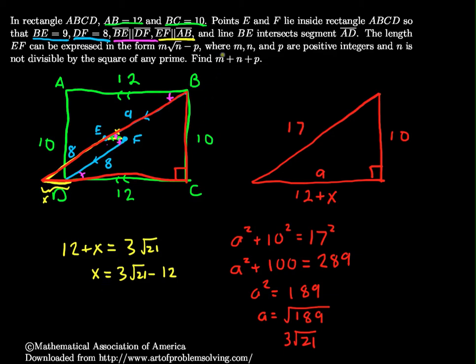And now, let's see. So we have m, n, and p. It's in that format. So we do m plus n plus p, 3 plus 21 plus 12. That's going to be 36. And I write that with 3 digits. 036 is how it will show up on the AIME.